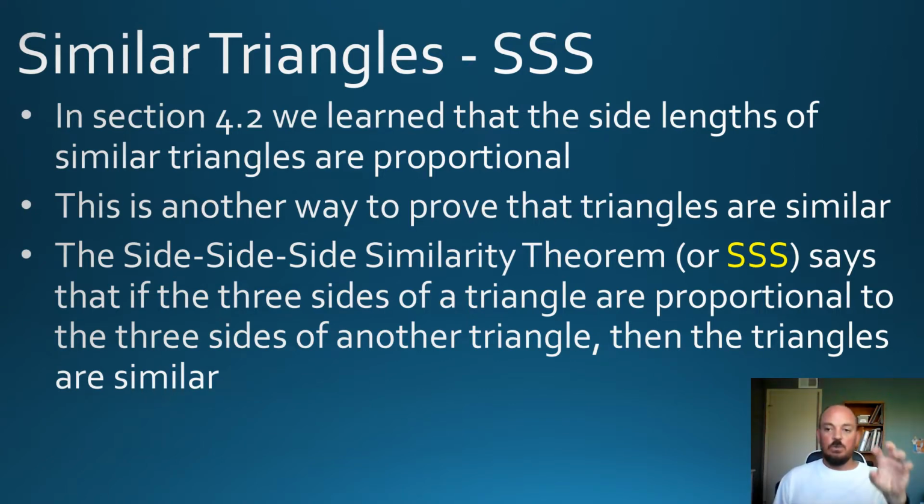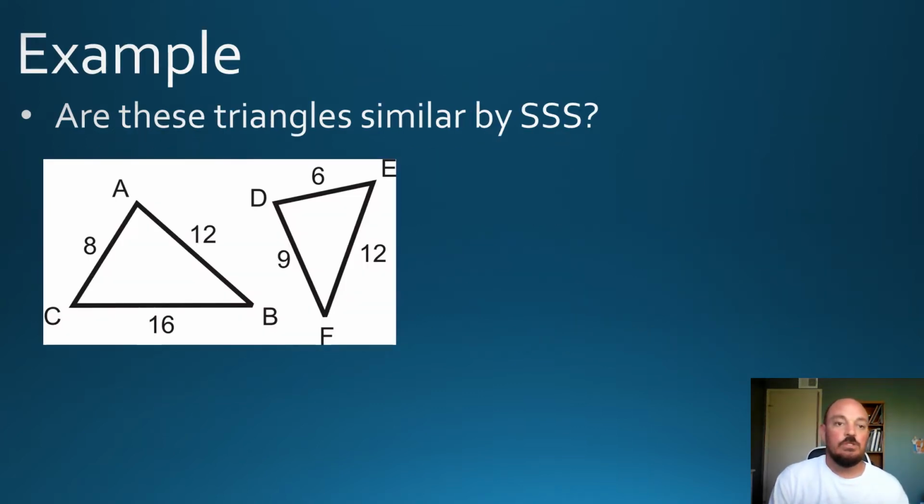So what it means is you want to test each pair of sides. And remember, proportional means if you divide, you get the same number each time. So if I take each of the three sides of one triangle and divide by each of their three corresponding sides, if I get the exact same number every single time, the triangles are similar by SSS. So let's try it out.